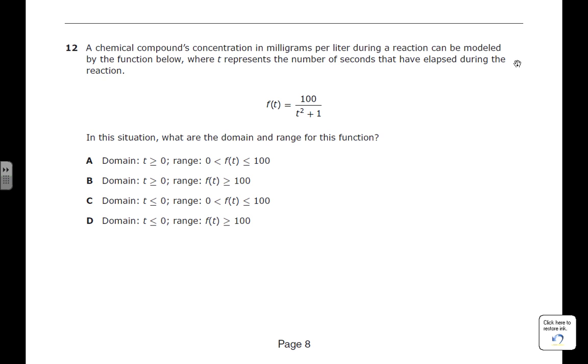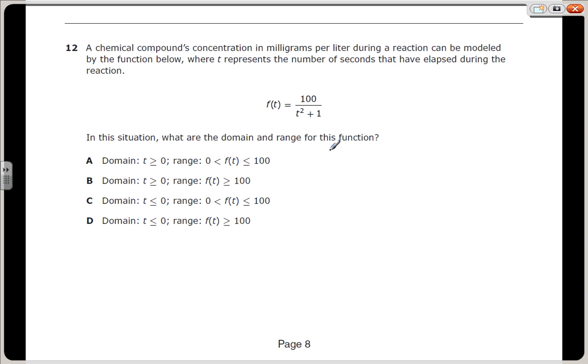Question number 12. It says a chemical compound's concentration in milligrams per liter during a reaction can be modeled by the function below, where T represents the number of seconds that have elapsed during the reaction. In this situation, what are the domain and range for this function? So the domain is basically the constraints on the input or the independent, and then the range is the output. Alright, so let's do the input first.